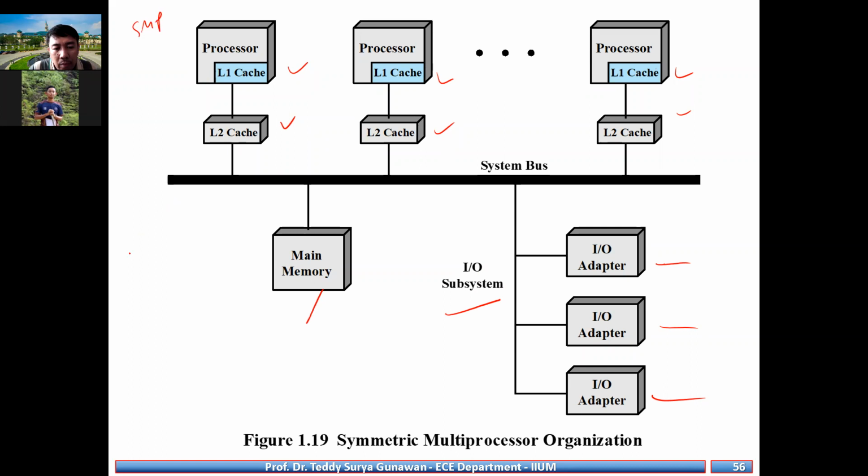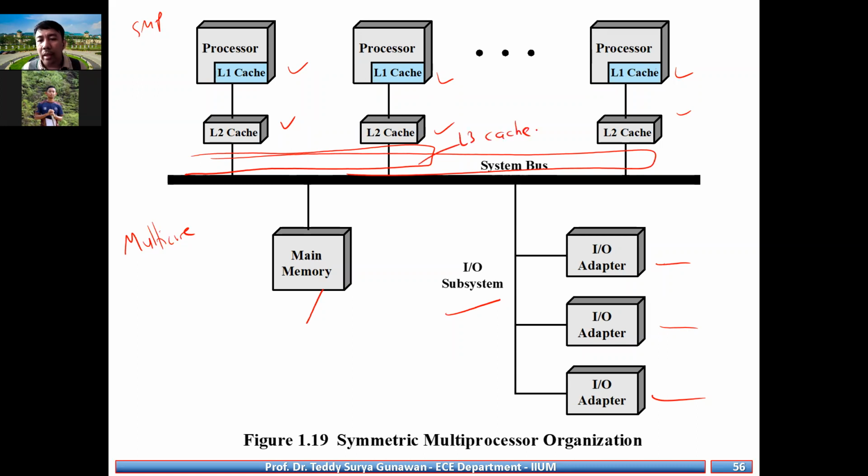What's the difference with multi-core? Multi-core will have, before you go to the system bus, an L3 cache, the same L3 cache. This means that if you want to communicate between processor 1 and processor 2, you can communicate directly through the L3 cache, because it is connected to all the cores. You don't need to go to memory. Remember that when you go out, it will be slower.